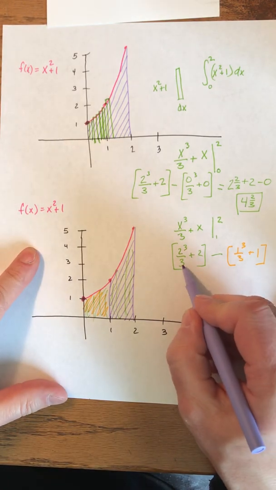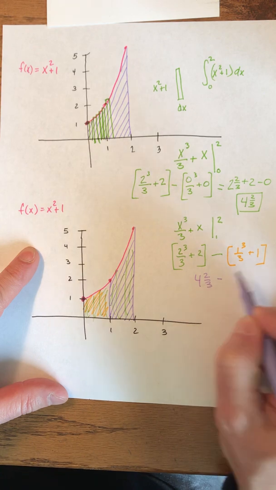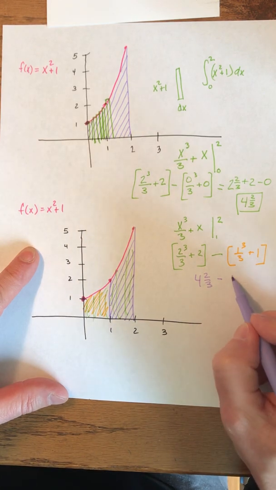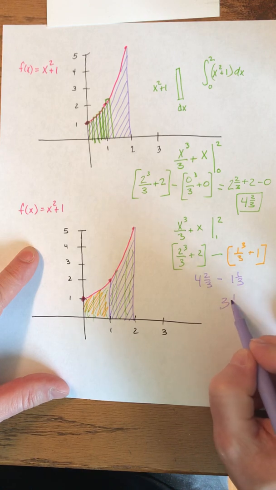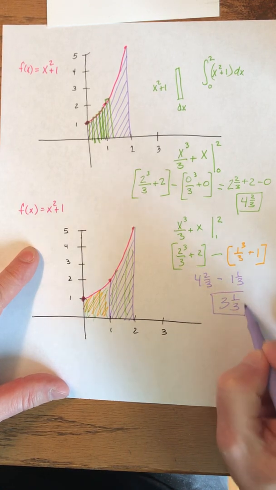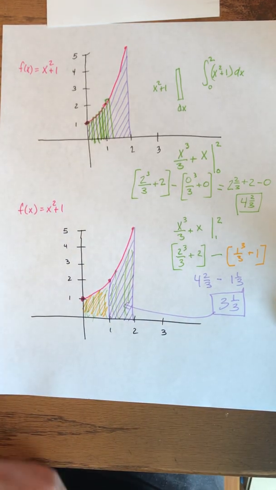So I'm going to get an 8 over 3 plus 2. It's going to come out to be 4 and 2/3 minus 1/3 plus 1, 1 and 1/3, and my final answer is going to be 3 and 1/3. The area of this purple region right here is going to be 3 and 1/3.